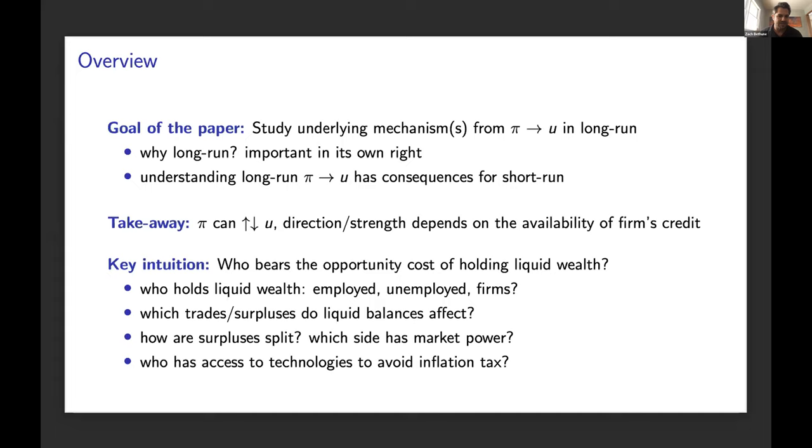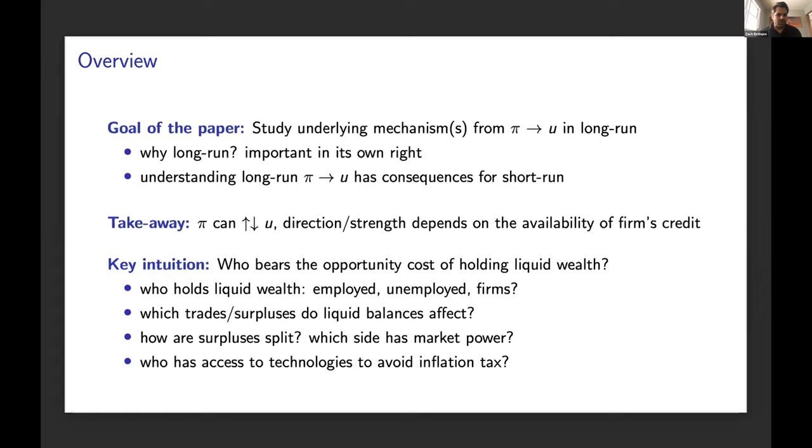So what's the key takeaway of the paper? It's that inflation can have either a positive or a negative impact on long run unemployment, and that both the direction and the strength of that relationship depend on the availability of credit. They're focusing on firms' credit. Now, this is in the context of a well-founded model of unemployment, Mortensen and Pissarides. And we know how long-run unemployment works in that model.